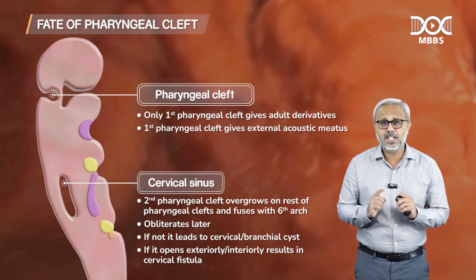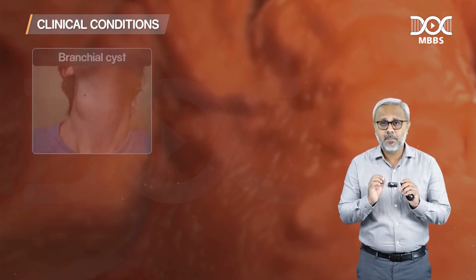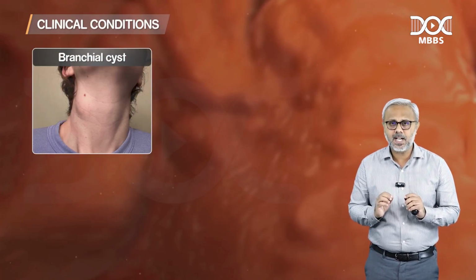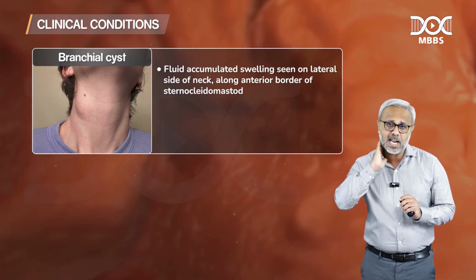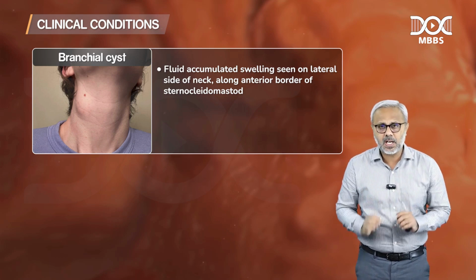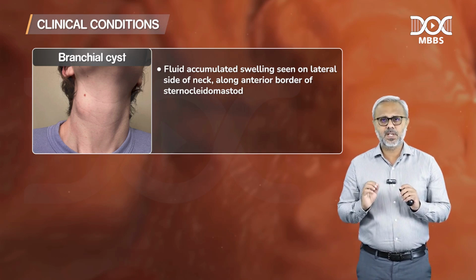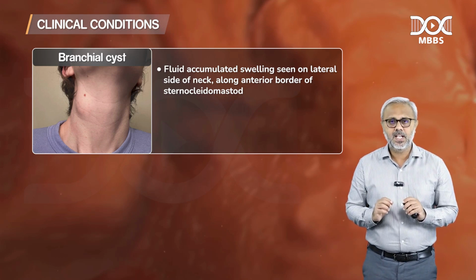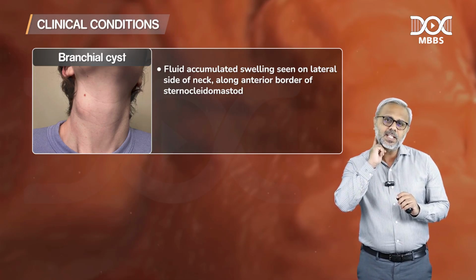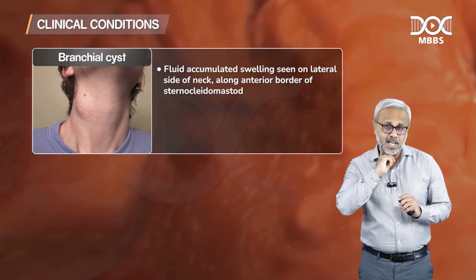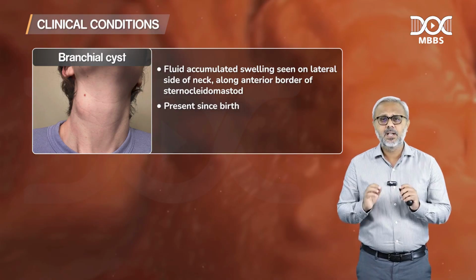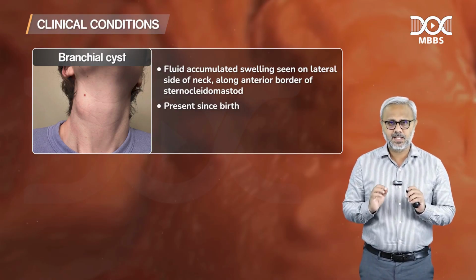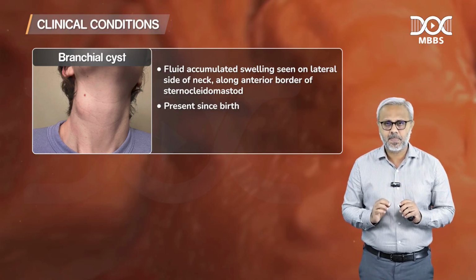When the cervical sinus fails to disappear, the first important condition we have is the branchial cyst, right? It's a fluid-accumulated swelling which is seen on the lateral side of the neck, usually along the anterior border of sternocleidomastoid. Fine. So if we have a swelling in the anterolateral region of the neck in front of the sternocleidomastoid which is present since birth, it is most likely to be a cervical cyst or branchial cyst.